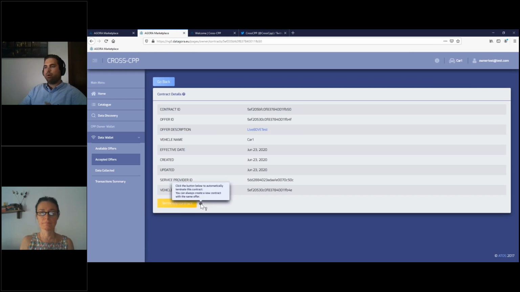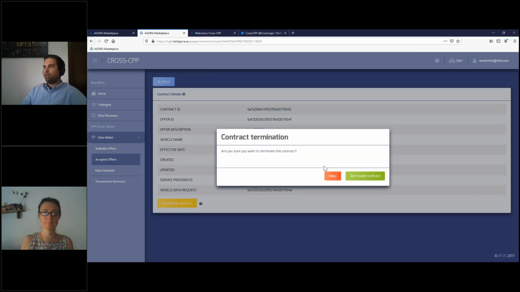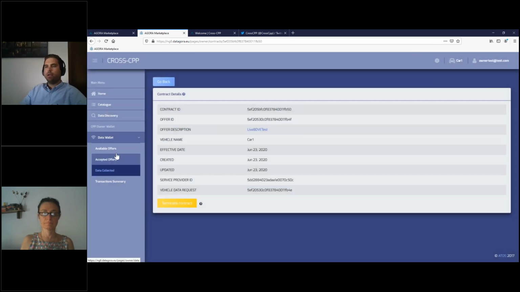So this is very important. If you are interested tomorrow in sharing more data with the service provider or with the data consumer, you can terminate your contract at any time without any interaction with the data provider or the service provider. You can do it by yourself.